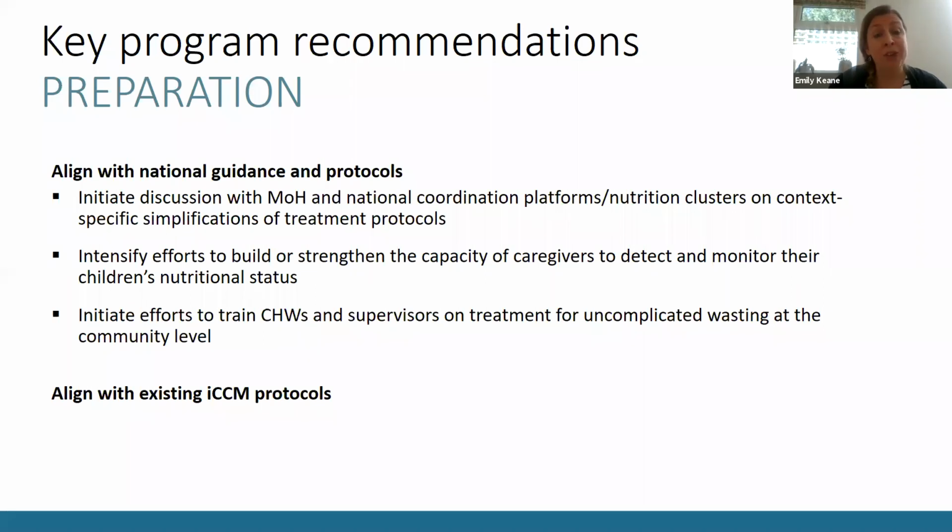The last point to mention here, again because we want to be coherent, particularly for community health workers, is that there will be adaptations that will have been made to iCCM protocols. So we should also be looking to align with those adaptations. And there's specific guidance from UNICEF on what those adaptations for iCCM are in the context of COVID. The next slide, please.